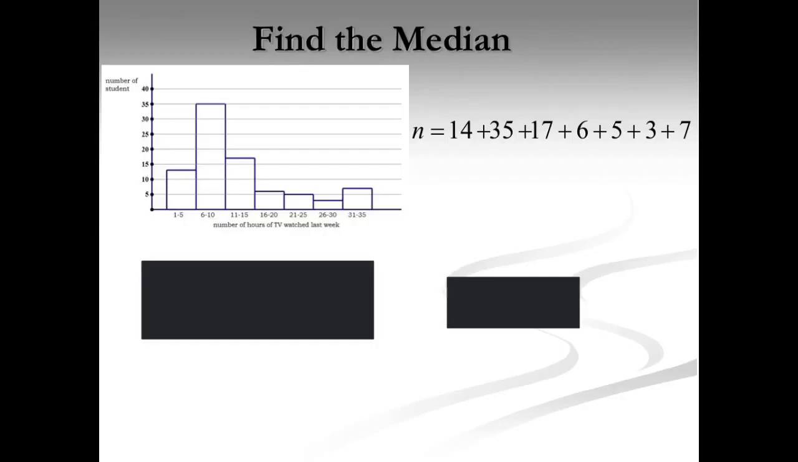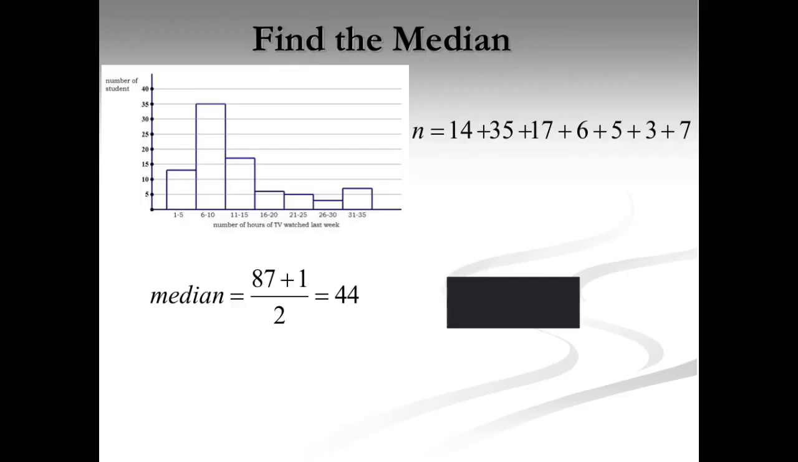And then we can approximate that there are 35 students that watch between 6 and 10 hours. And then we have 17 students that watch between 11 and 15 hours, 6 students that watch between 16 and 20, 5 that watch between 20 and 25, 3 for 26 to 30, and 7 for 30 to 35 hours. So again, to find the total number of students, we're going to count the heights of each column. That gives us a total of 87.